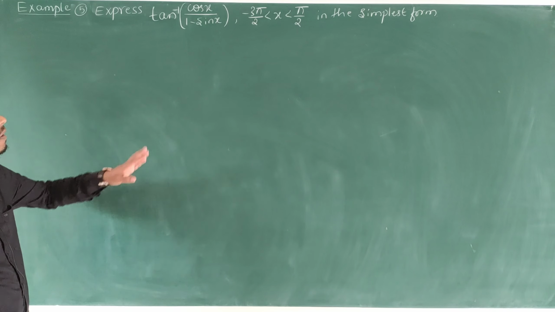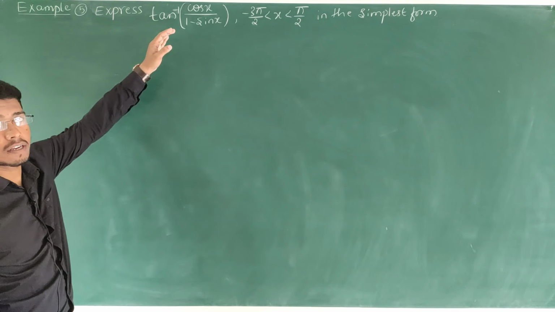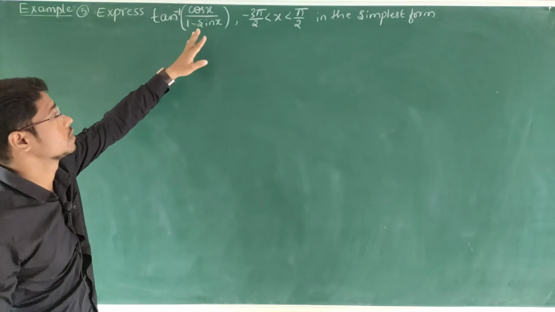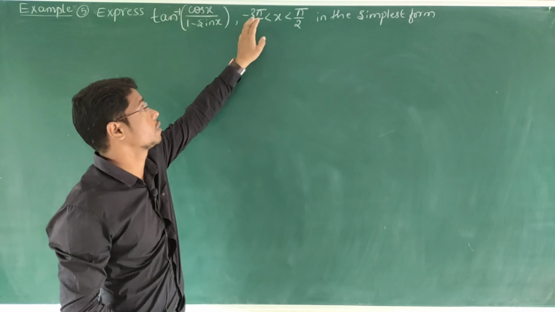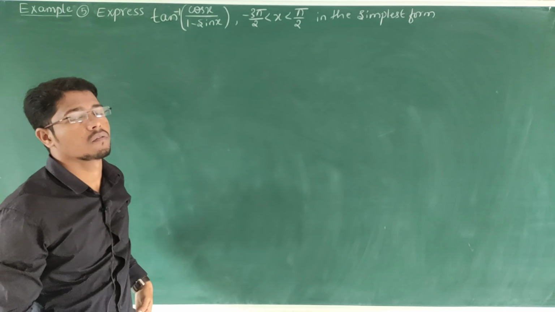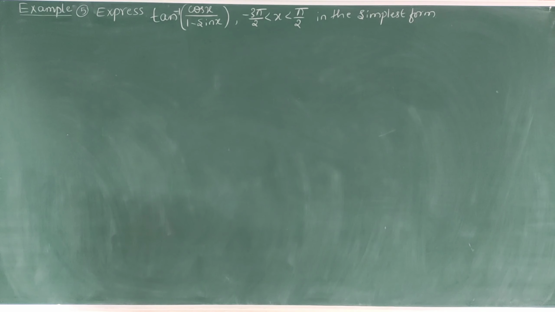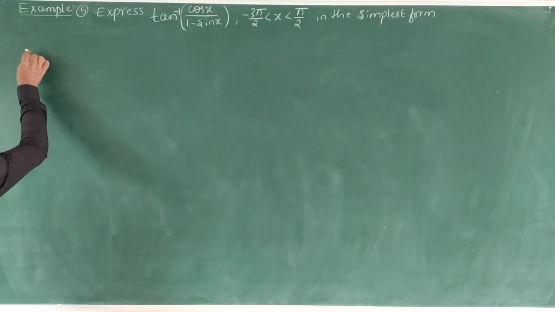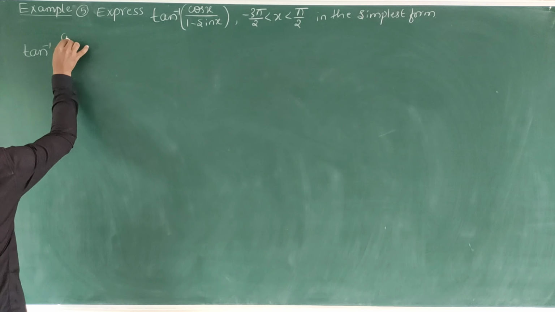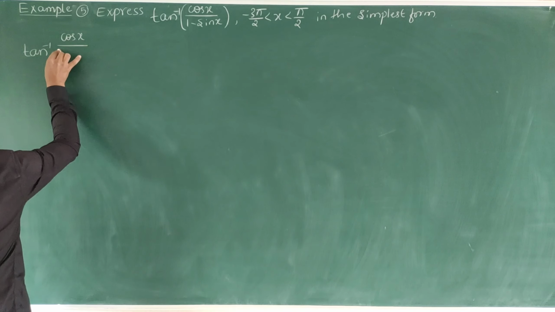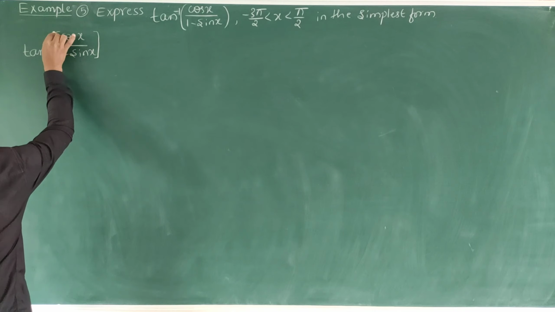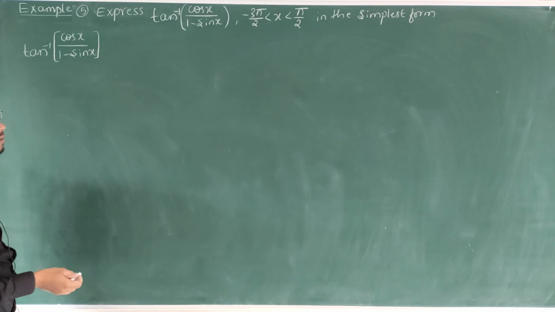Example number 5. Express tan inverse of cos x divided by 1 minus sin x, where x is in between minus 3 pi by 2 and pi by 2, in the simplest form. We have to express this in the simplest form. Okay, let us see. Write tan inverse of cos x divided by 1 minus sin x.